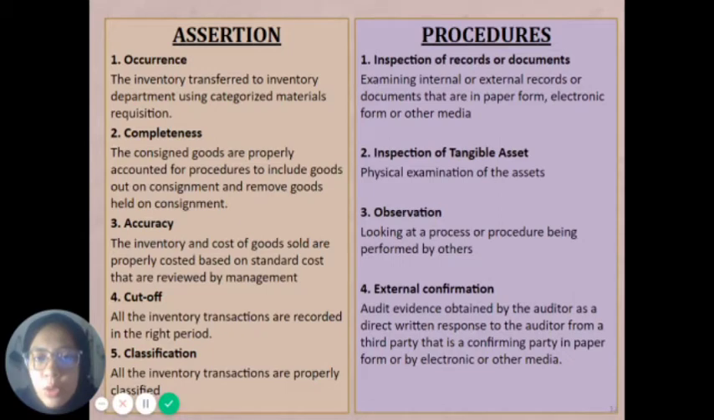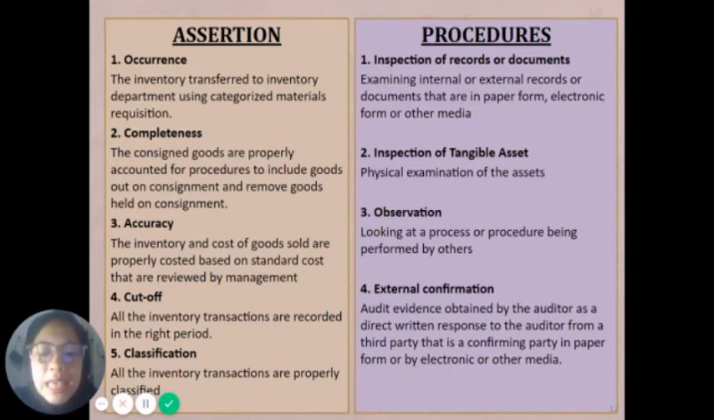For procedures, the first one is inspection of records or documents, where the auditor examines internal or external records or documents that are in paper form, electronic or other media. The second one is inspection of tangible assets, which means a physical examination of assets. In this situation, it will be a physical examination of the inventory. The third one is observation, where the auditor looks at the process or procedure being performed by others in the wholesale store, where the inventory is kept.